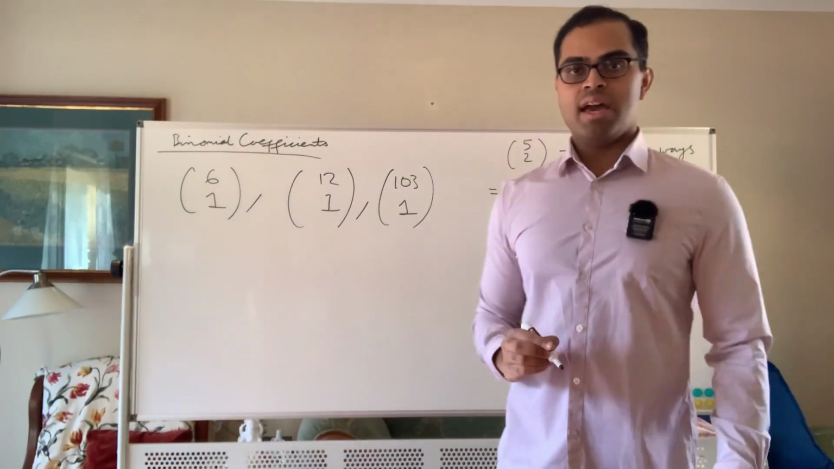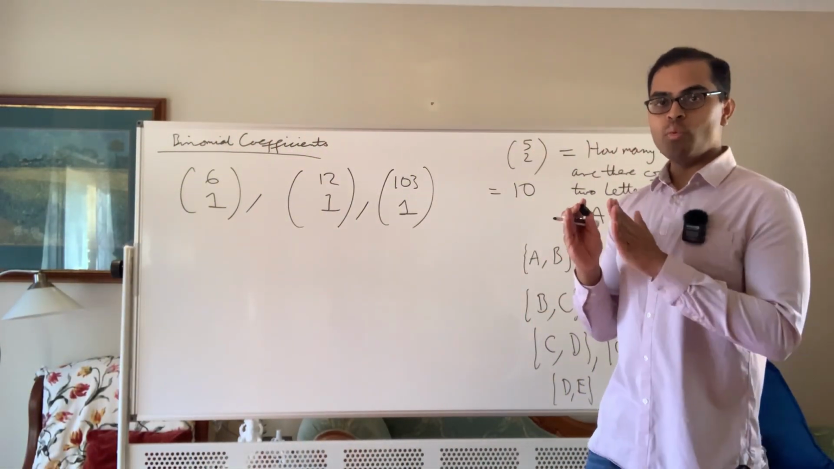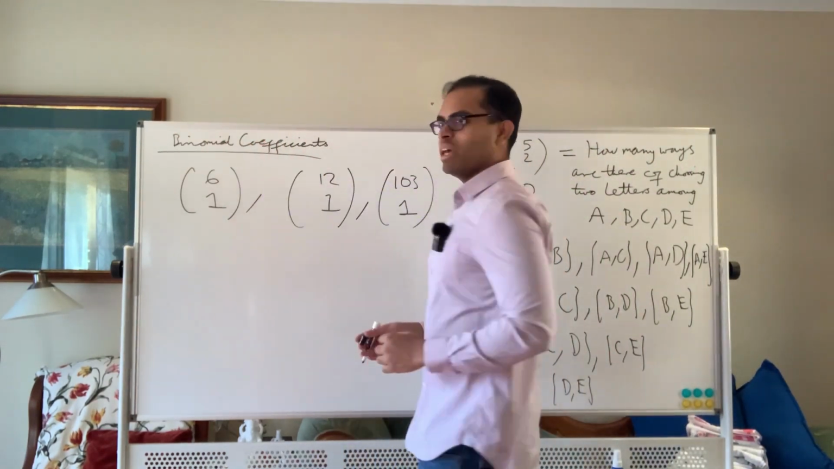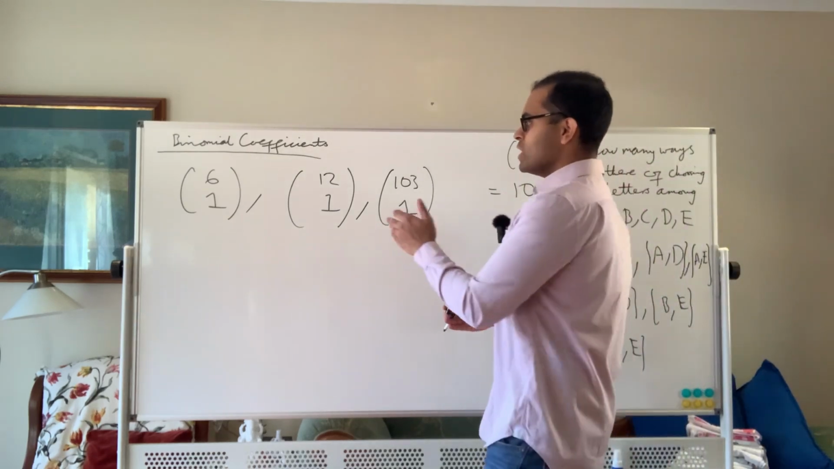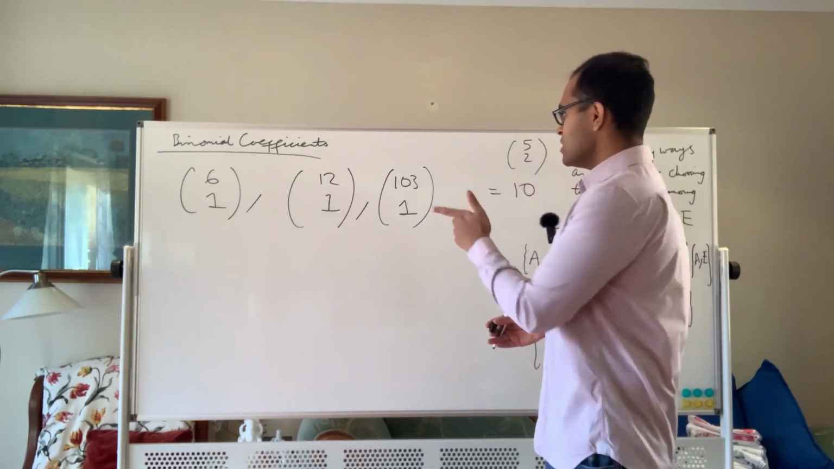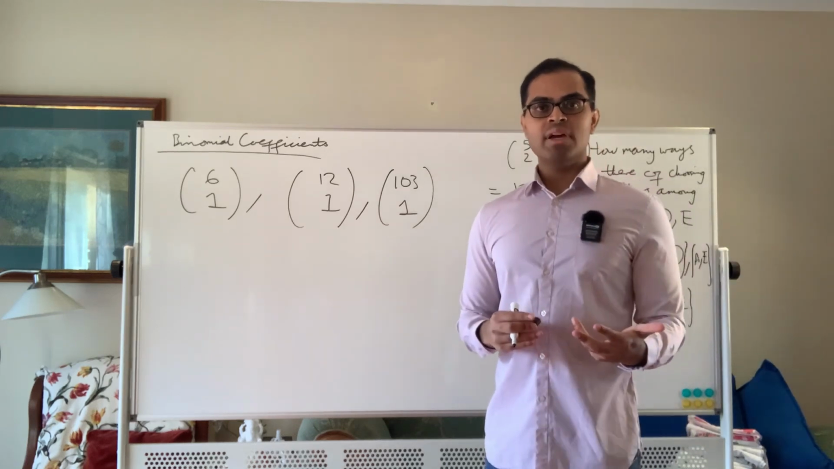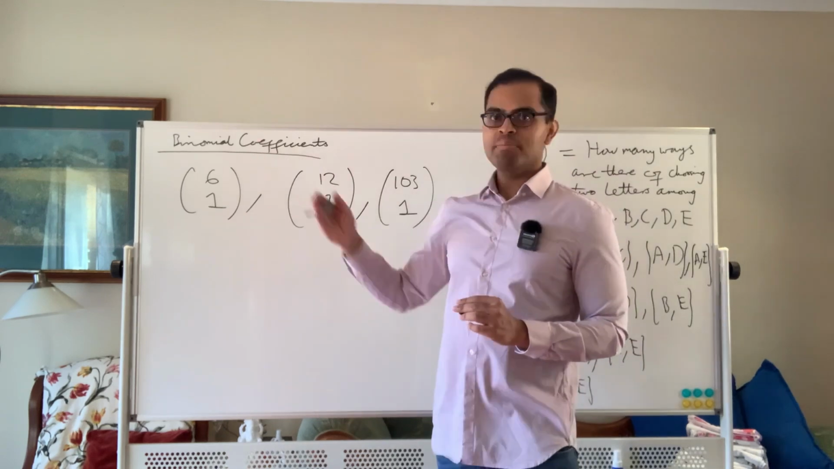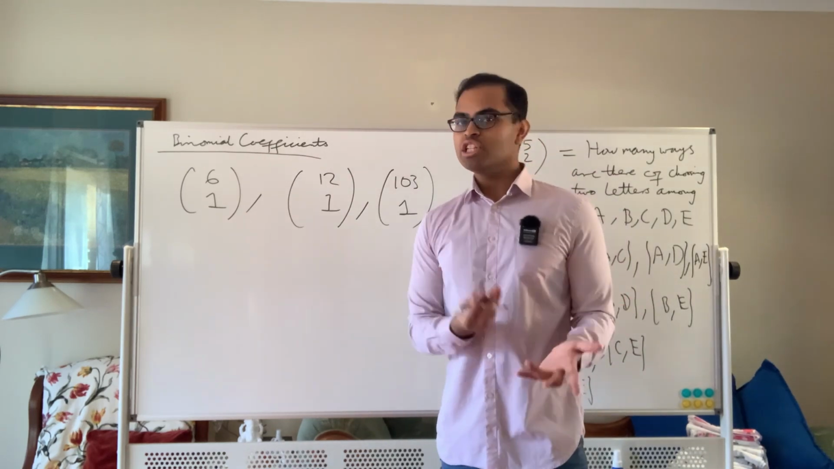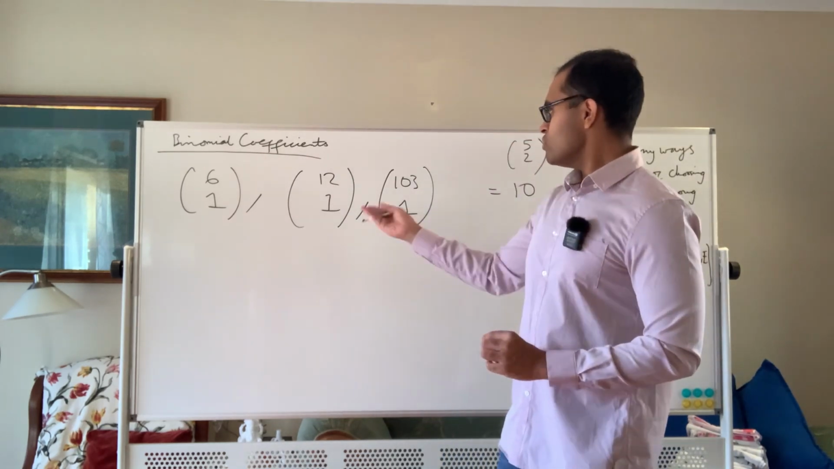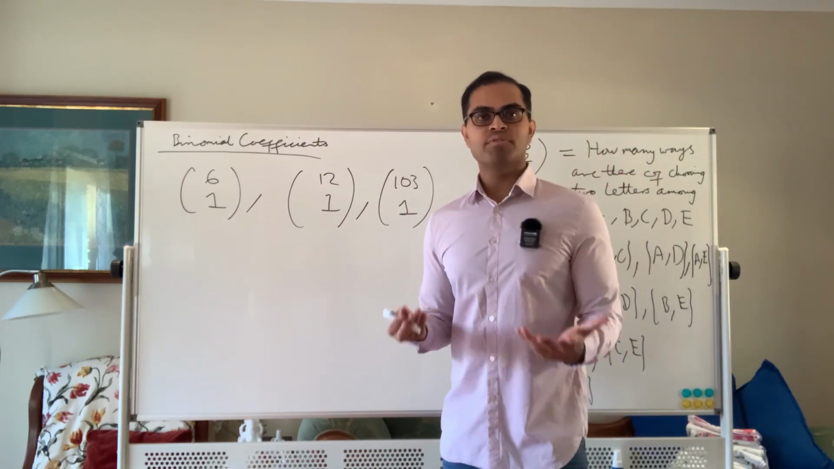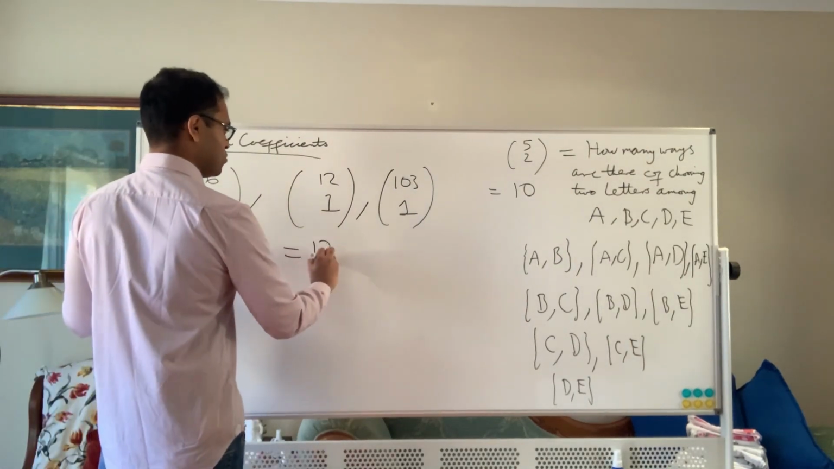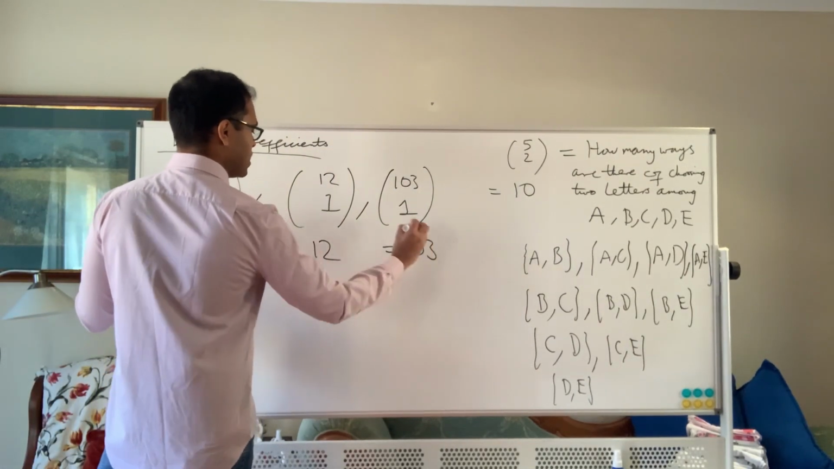So the word problem here is how many ways are there of choosing one person, let's say, among 6 people. The committee has only 1 person, or 1 person among 12 people, or 1 person among 103 people. How many different ways are there of choosing? Well, the number of ways of choosing 1 person among 6 people is 6. You could choose any of those 6 people, or any of those 12 people, or any of those 103 people. So 6 choose 1 is just going to be 6, 12 choose 1 is going to be 12, and 103 choose 1 is just going to be 103.